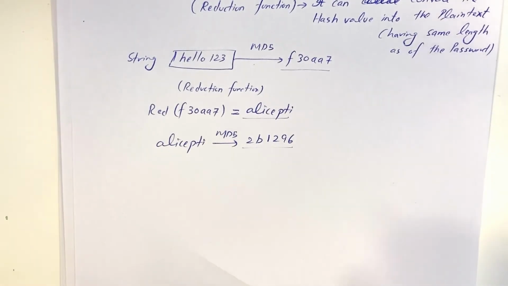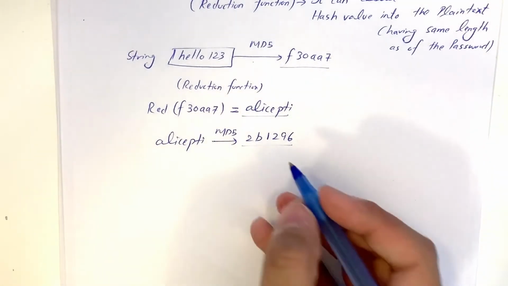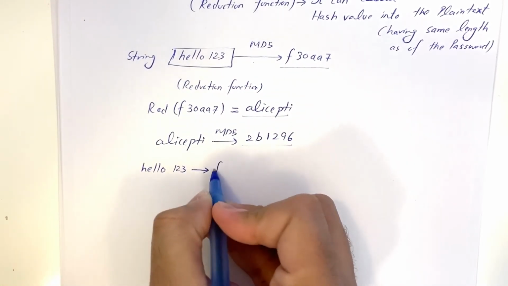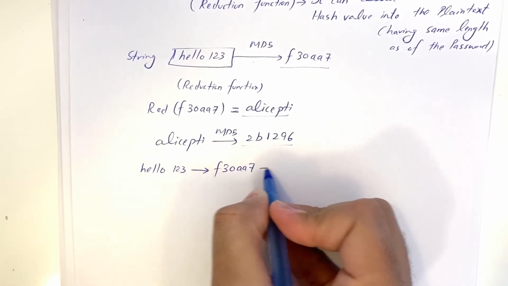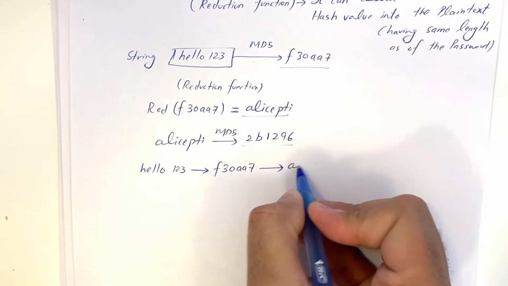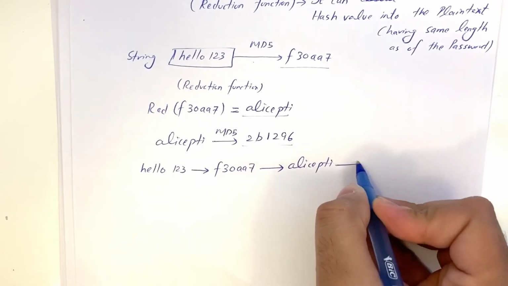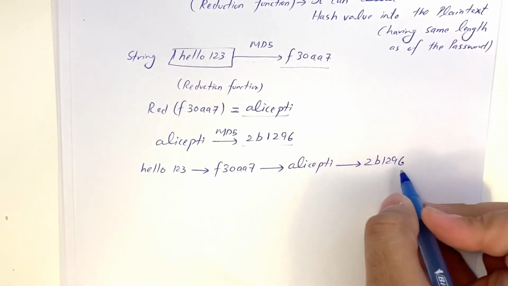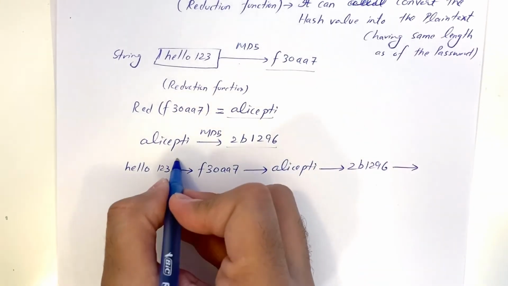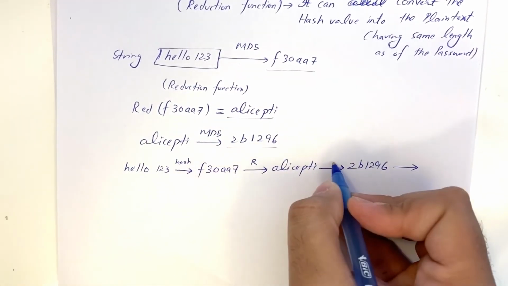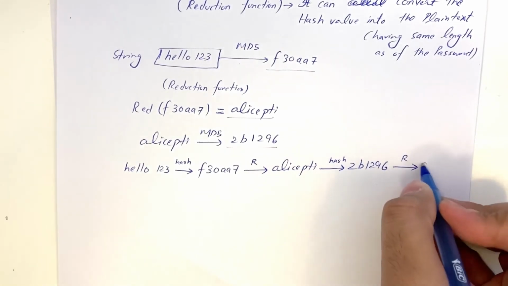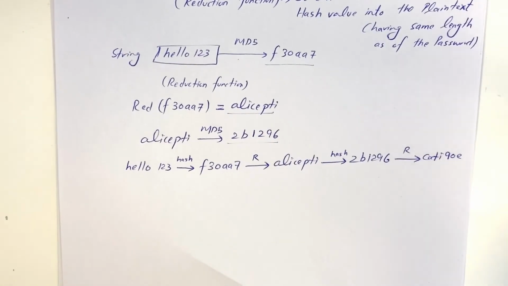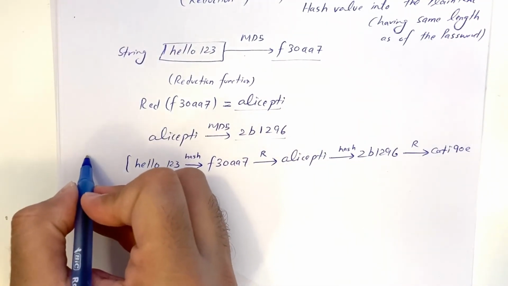We will repeat the process over and over in order to get a complete table. So in our case, the table is going to be hello 123 F30 AA7. Then if you remember, we took the reduction function, again calculated the hash value, let's say 2B1296. So that's the hash value. Again, we will apply the reduction function, and let's say it comes out as cat I990E, for example. Okay, so this is one hash table, by the way.